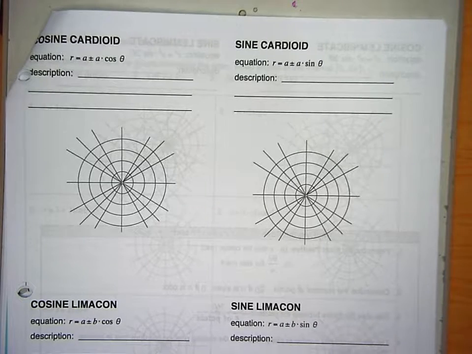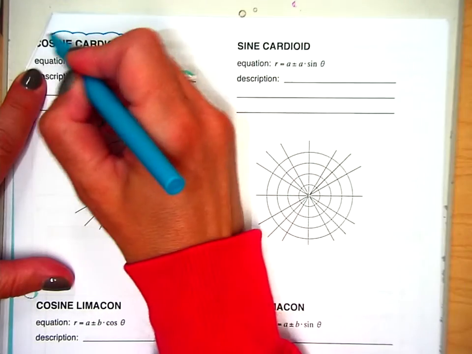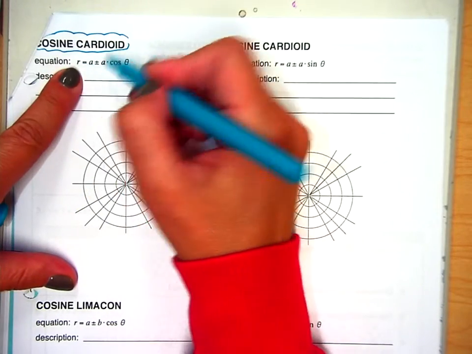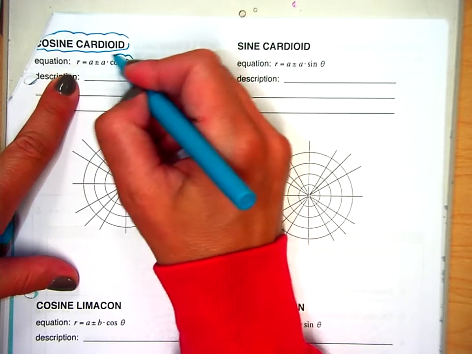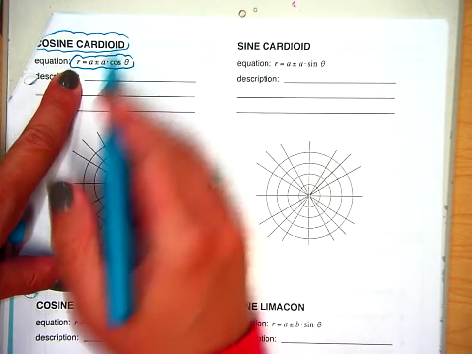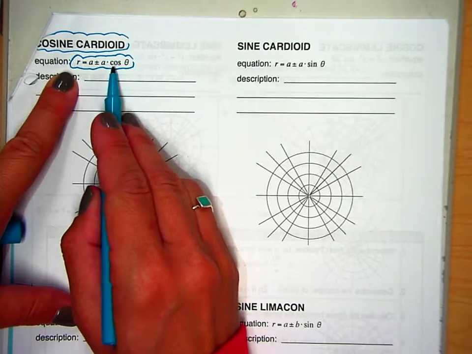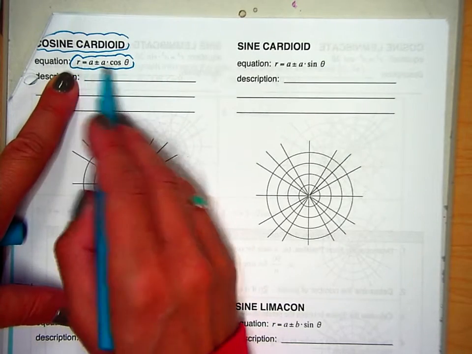So here are their equations, and we'll do the cosine one first, and then we'll do the sine one. So the cosine cardioid, here's its equation: r equals a plus or minus a cosine theta. So you've got a little extra in there now, right? Like 3 plus or minus 3 cosine, or 4 minus 4 cosine, or 2 plus 2 cosine, okay? So what does all that stuff mean, right?